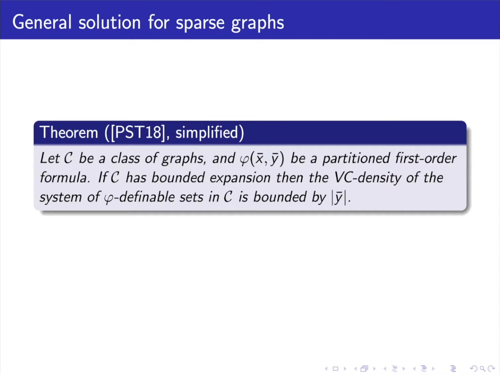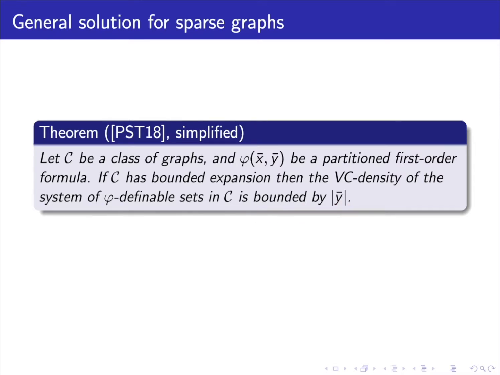And what is interesting is that this phenomenon can be even further generalized. If you take a look at sparse graphs, in this case we will be talking about graphs of bounded expansion, although the full definition of this notion is completely out of scope of this talk, there is a theorem that says that for every single partitioned first order logic formula, because we want to form this set family, if we have a class of graphs which has a bounded expansion, then the VC density of the system that is defined by phi in this particular class has to be bounded by just the number of parameter variables, right?